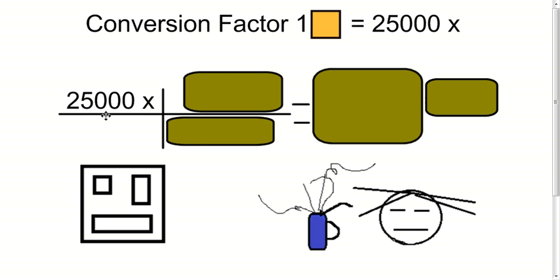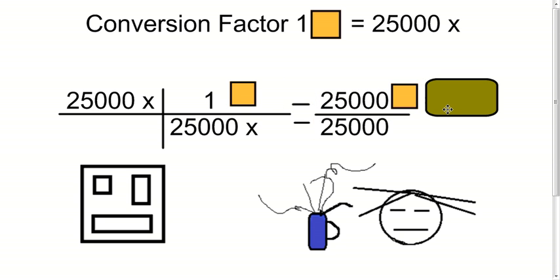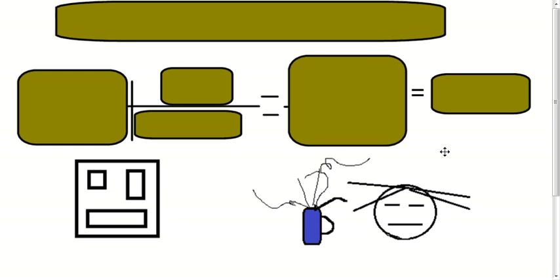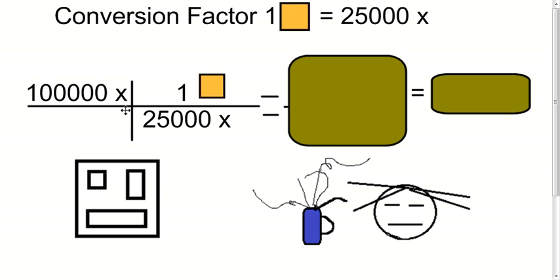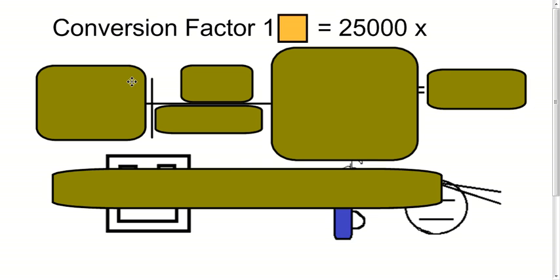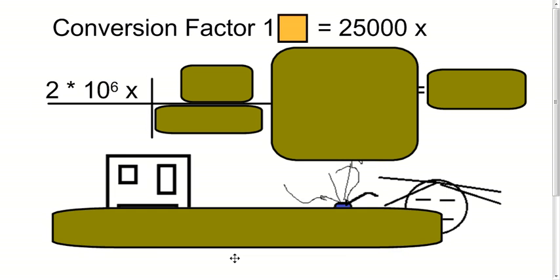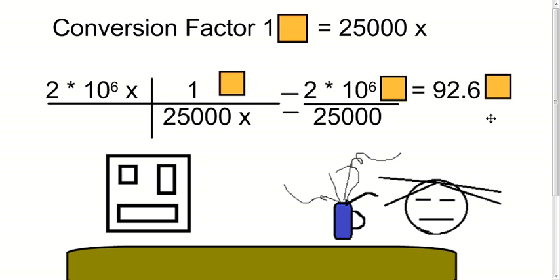He's going to start with the 25,000. He puts his conversion factor on the bracket, and he always puts the like units diagonal. Multiplies across, and he gets this 25,000 is equal to 1 square. And then he does something very similar with the other one. He draws his brackets, puts the 10,000 here, 1 square over 25,000, multiplies across, divides the top by the bottom, and gets 4. And then he does the last one. This time he gets 92.6 because he started with 2 million and not just a smaller amount.